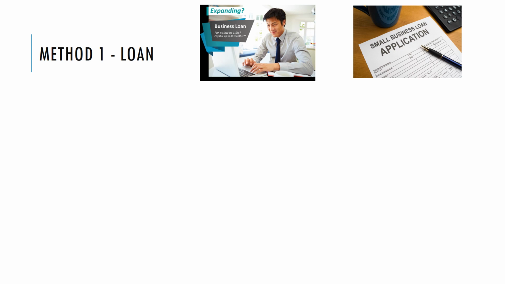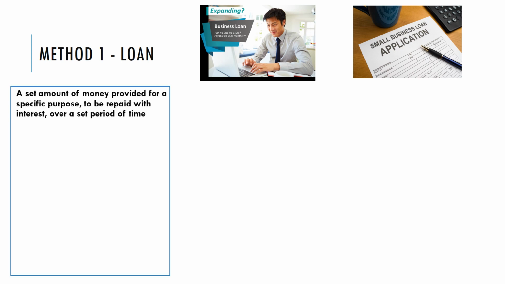So method 1 is a loan, and that is a set amount of money provided for a specific purpose, normally, to be repaid with interest over a set period of time. Often this is secured against an asset, and if there is a default on repayments, the asset can be taken. So normally the business might nominate a bit of machinery perhaps, and if they don't pay the bank back, then the bank can force the sale of that bit of machinery to get the money back from the loan.